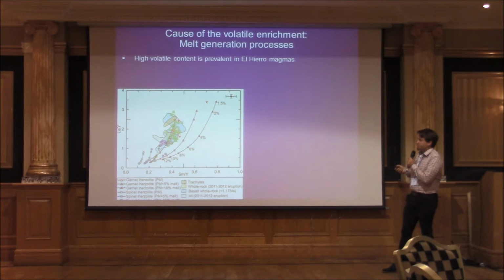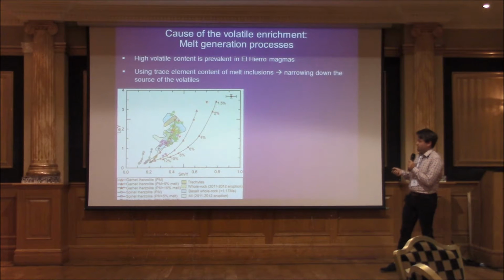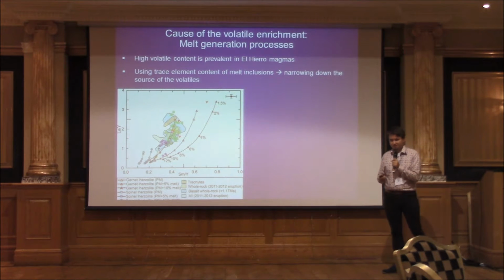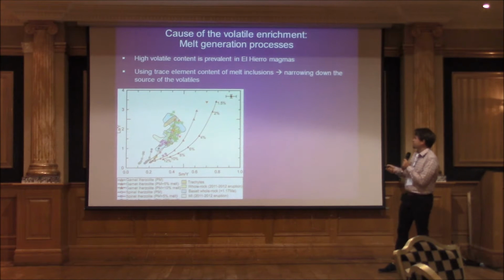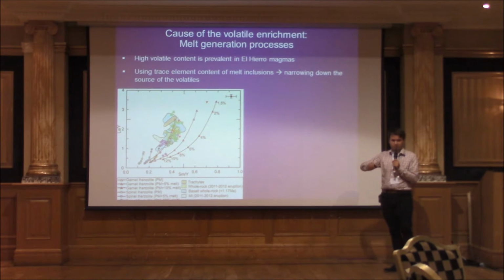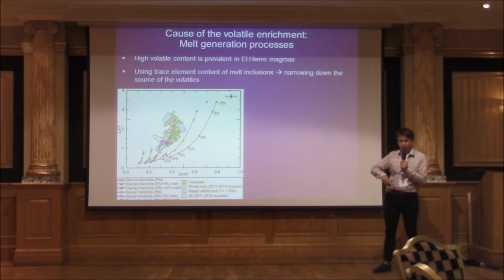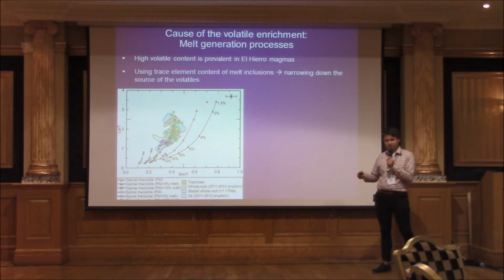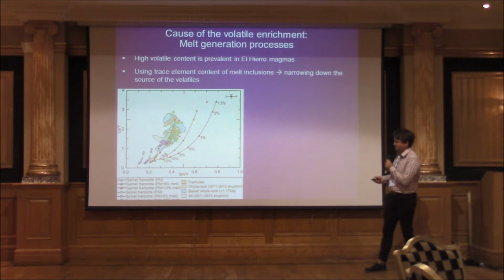Now, there is another very interesting question. What causes this high volatile content in El Hierro? Well, we try to use the trace element content of the melt inclusions, which can be used to narrow down the source of the volatiles. So in this diagram, you can see lanthanum-terbium, lanthanum-yttrium and samarium-yttrium ratios, which usually stay quite constant as a magma evolves and produces crystals and such. So they can be used to trace back what the trace element composition of the source was.